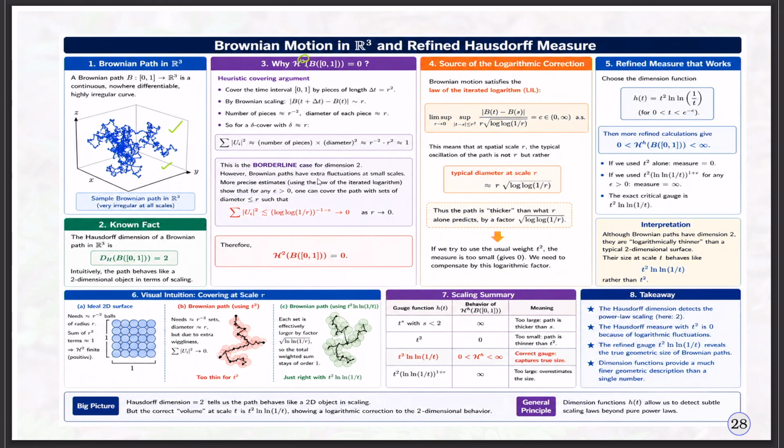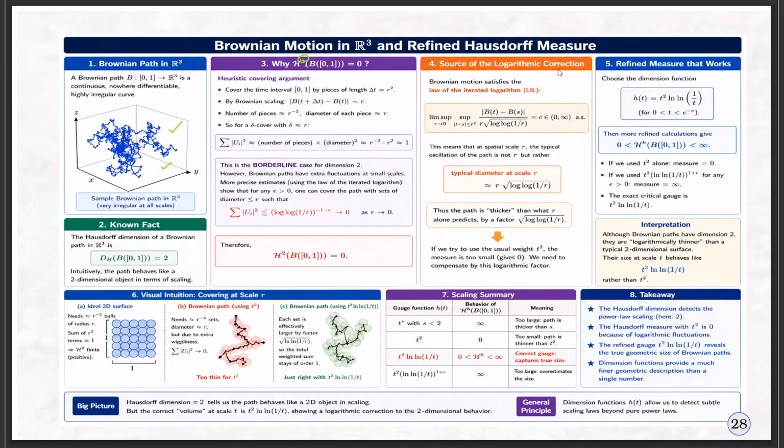However, Brownian paths have extra fluctuations at small scale. A more precise estimate using the law of the iterated logarithm shows that for any epsilon greater than 0, one can cover the path with sets of diameter less than r such that the sum is less than or approximately equal to (log log 1/r)^(-1-ε)... which tends to 0 as r tends to 0. Therefore, H^2 of the Brownian path on [0,1] is 0.